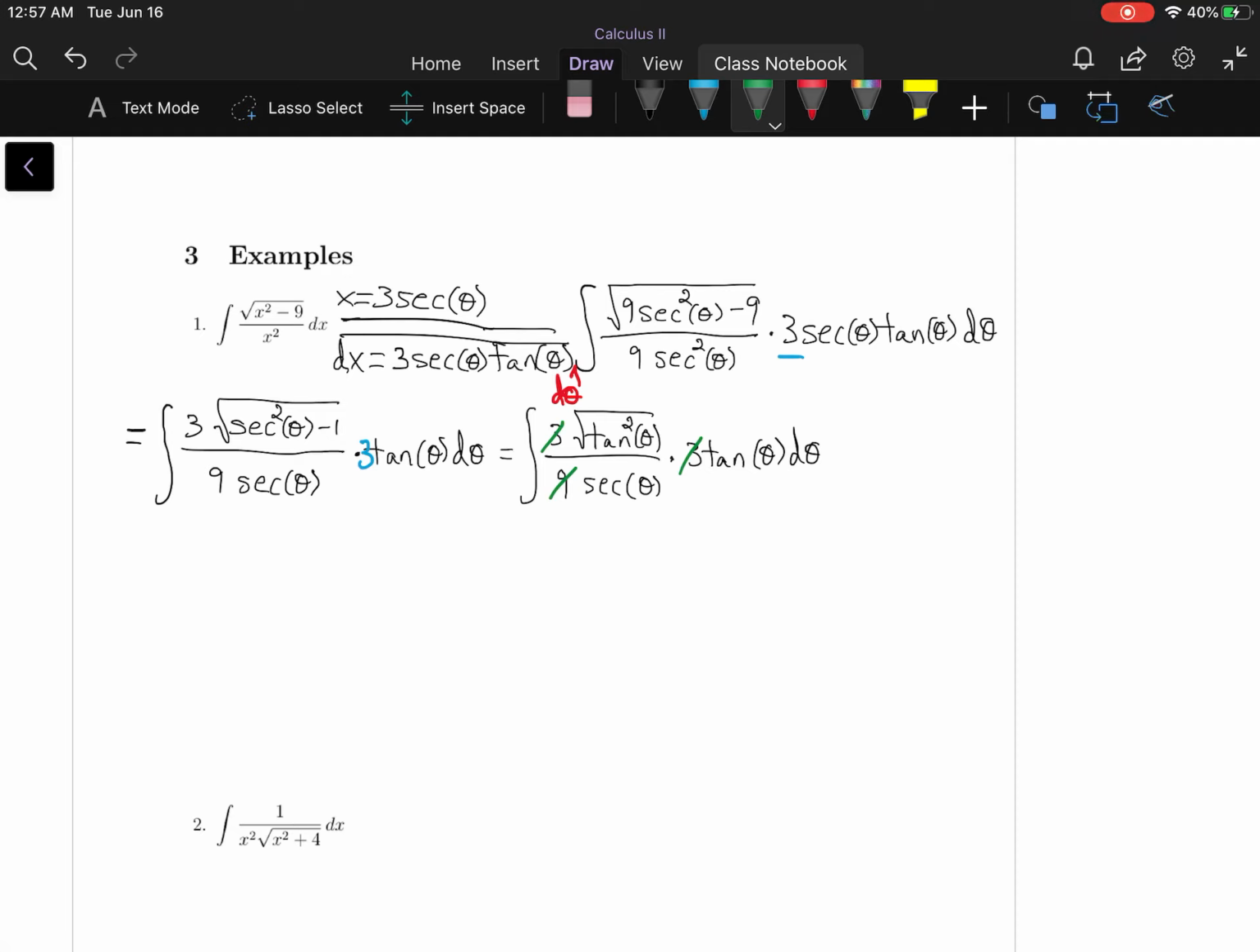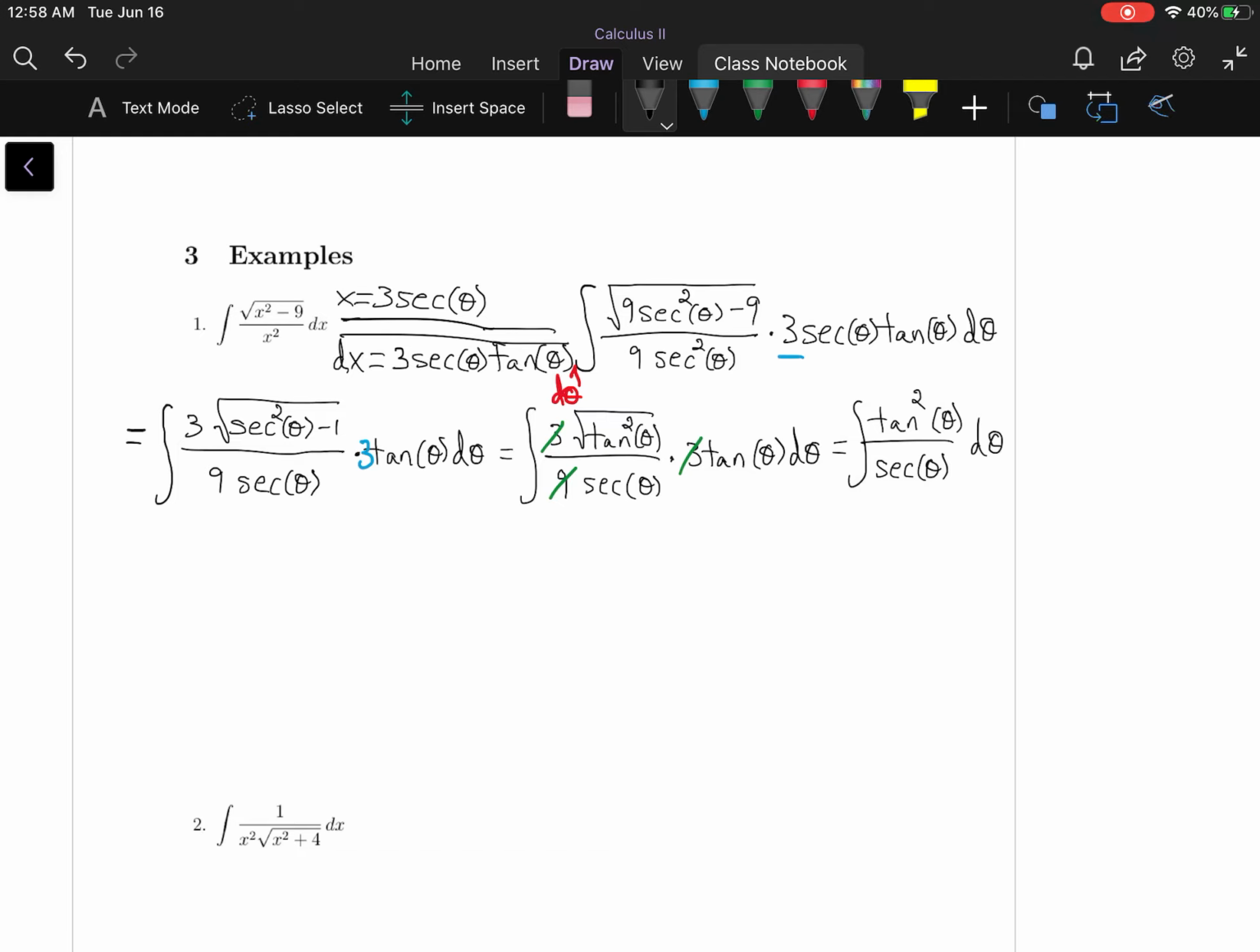The square root of tan squared is tan theta times the tan theta that's in the problem. And this is going to give us tangent squared of theta on top and a secant theta on bottom d theta. And so at this point, we've simplified it. Let's see where we could go from here.